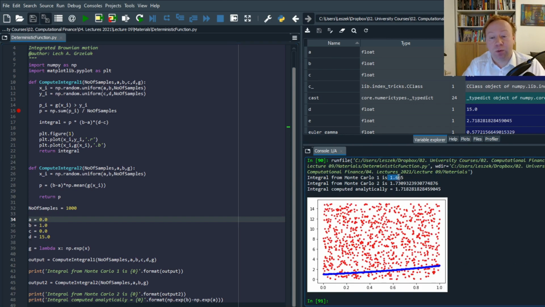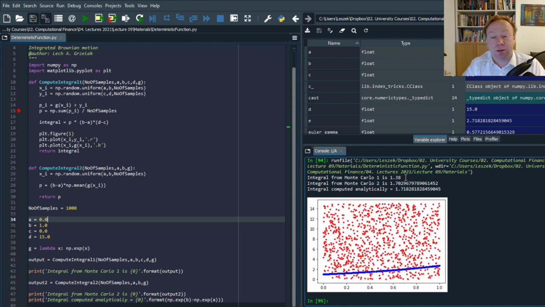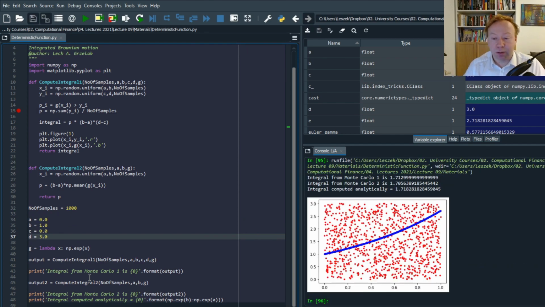So you see, before the lowest was 0.6, now it's 0.5, 0.7, 0.8, 0.3 even. So it's more than 20% off. So let's leave it like we had. We have an upper limit for the rectangular shape. Here it's 3.